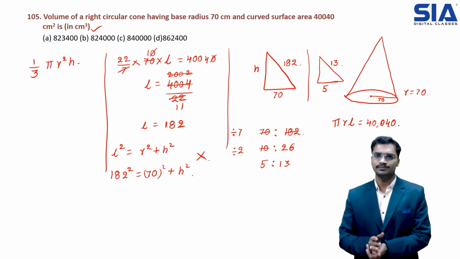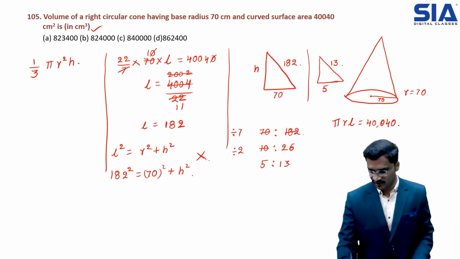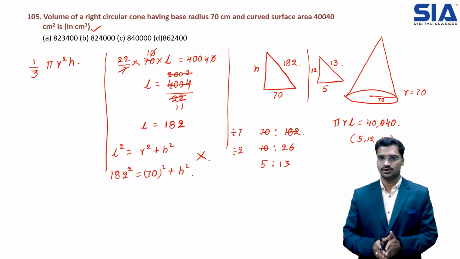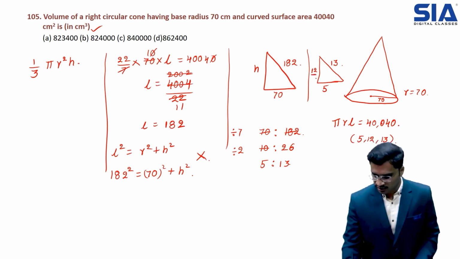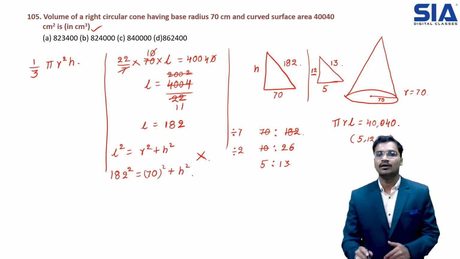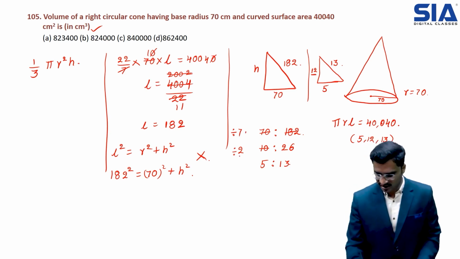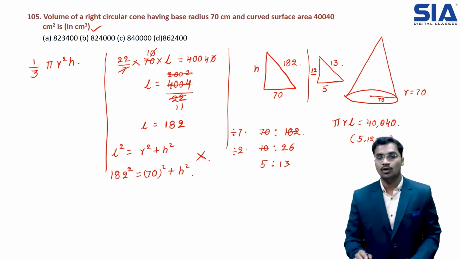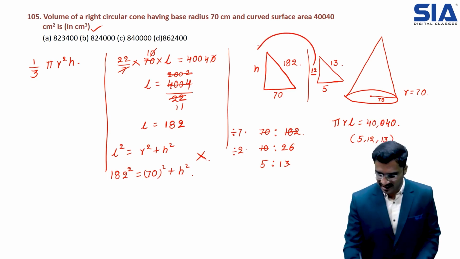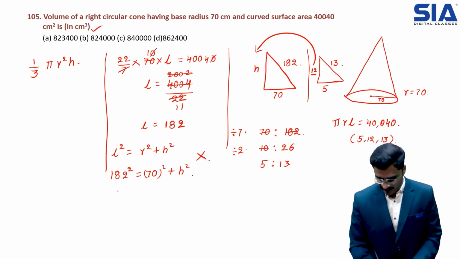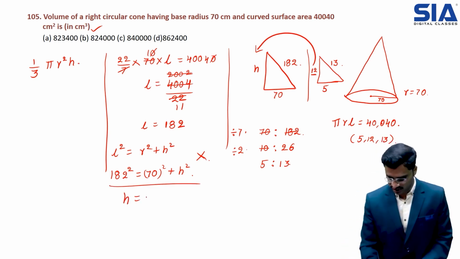So after seeing this particular triangle, I can simply say that the value of height is 12, because I know the triplet 5, 12, 13. 5, 12, 13 is a Pythagoras triplet. So the value of height is 12, but we have reduced it to a ratio. We divided the values with 7 and 2. Now, to get the actual height, we have to multiply the numbers with 7 and 2.